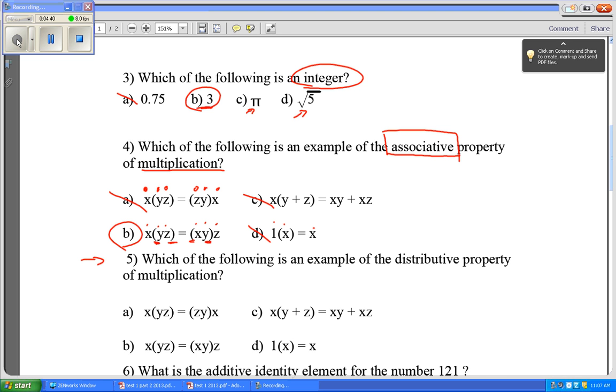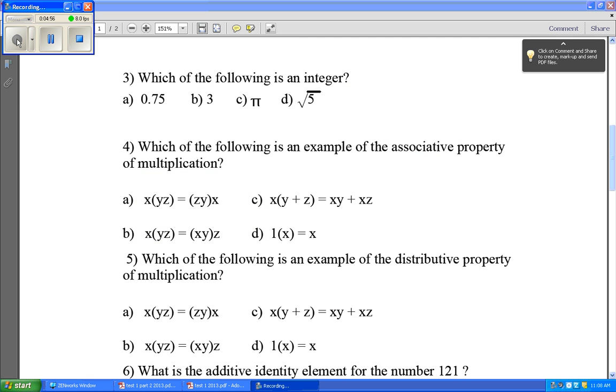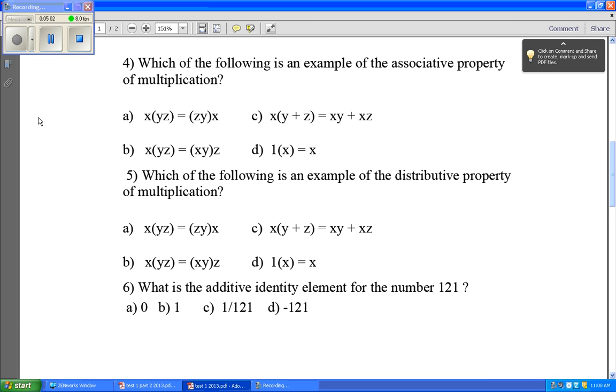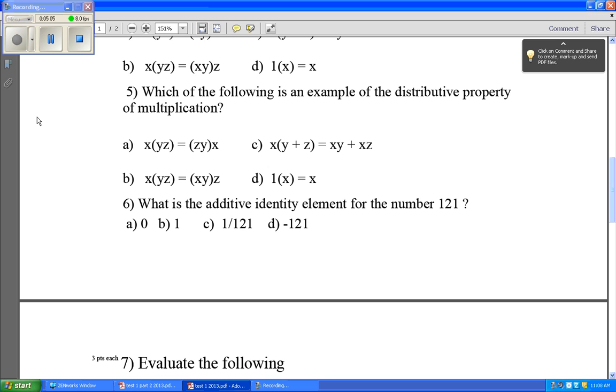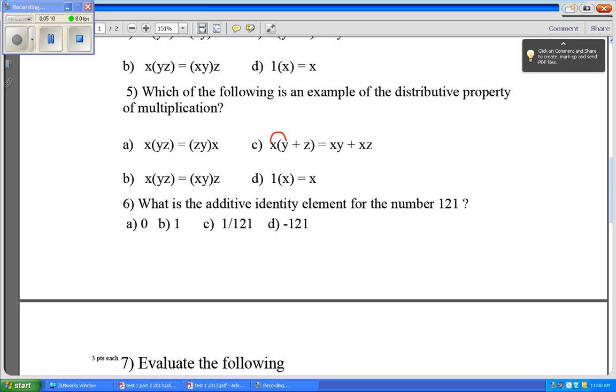Number 5, which of the following is an example of the distributive property of multiplication? Well, first of all, this is nothing at all. Remember, the distributive property is where you're multiplying something through parentheses. We multiply the x times the y and the x times the z. xy plus xz. We distributed. We moved the x to the y and to the z.